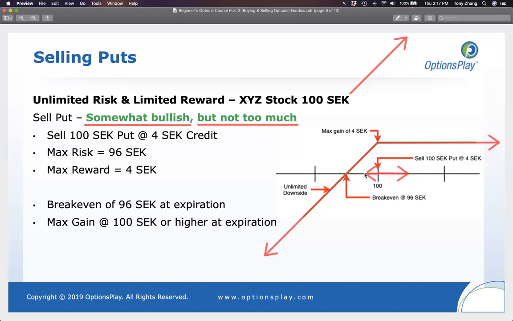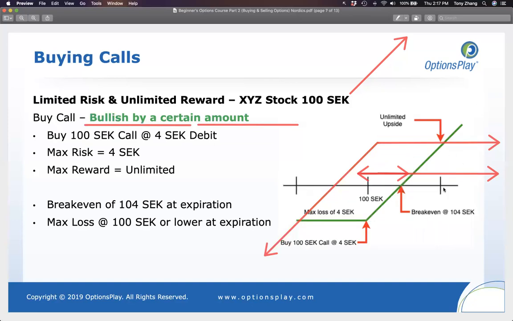Also, if I think the stock is going to move a little bit lower, that's okay. I still can make some profit if the stock moves a little bit lower, but not too much. But as you can see, if the stock moves significantly higher, yes, I still make a 4 crown profit. But notice how, if we look at the previous slide of buying a call option, that's where I'm severely underperforming, because if I bought the call option and the stock moves significantly higher, then I make more money on the call option.